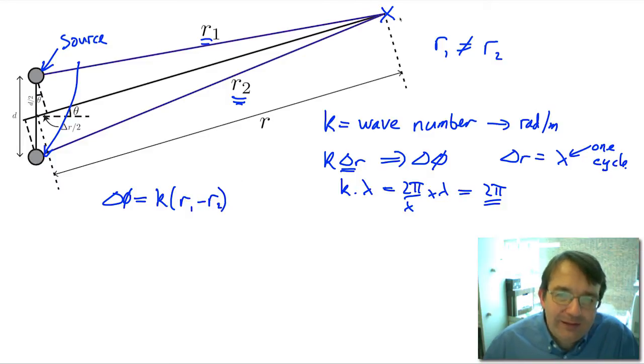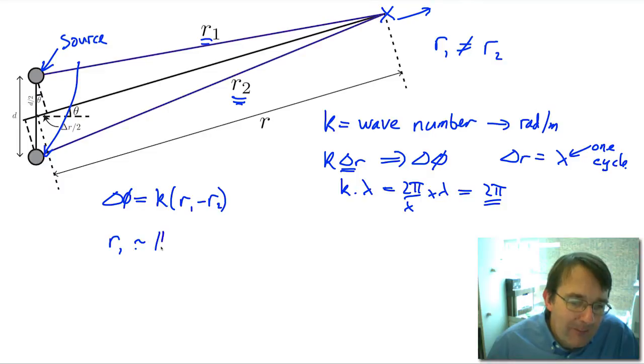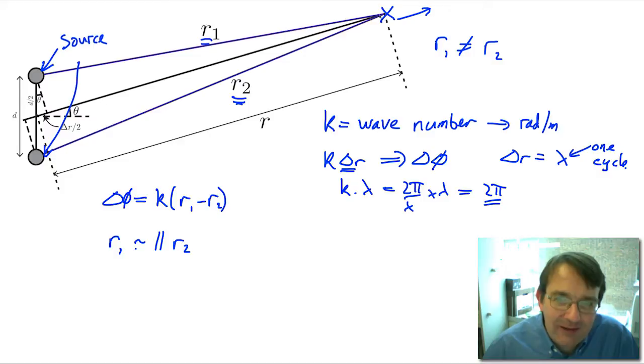Now, if we take this point and we make it a long, long way away, then r1 is going to be roughly parallel to r2. Obviously, they're not exactly parallel because they do meet at this point, but if this is an incredibly long way away, then it's going to turn out that these are roughly parallel, and we get what will turn out to be a very good approximation. So we're going to make this assumption that we are a long way from these two sources, and we can make the approximation that these two lines are roughly parallel to one another.